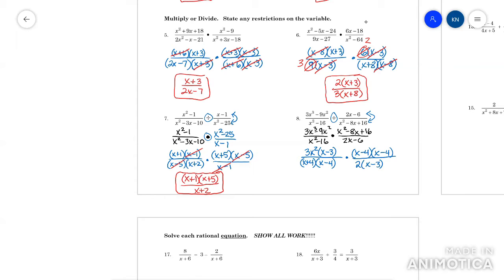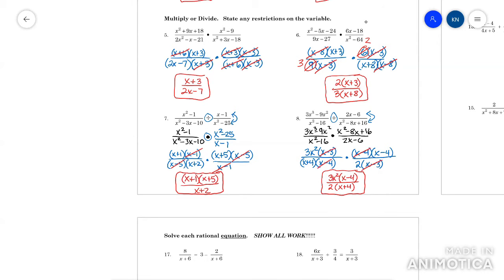All right, now I'm ready to cancel. And that's all that cancels. So my answer here would be, I have a 3x squared on top. I have an x minus 4. And on bottom, I have a 2. And I have an x plus 4. So that would be my answer.